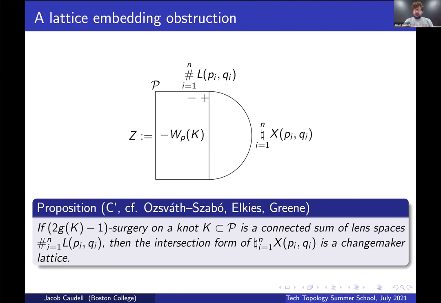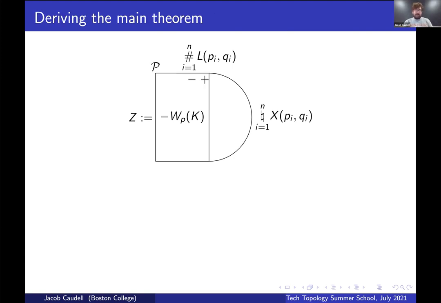If 2G minus 1 surgery on a knot in the Poincare sphere is a connected sum of lens spaces, L(P_i,Q_i)'s, then the intersection form of the boundary connected sum of the associated X(P_i,Q_i)'s is a change maker lattice. And I can derive this result by building a four manifold Z that I obtained by capping off the trace of this surgery that gives me a connected sum of lens spaces with this boundary connected sum of X(P_i,Q_i)'s, and then seeing what Heegaard-Floer homology has to say about this whole picture. And from here, we can derive the main theorem.